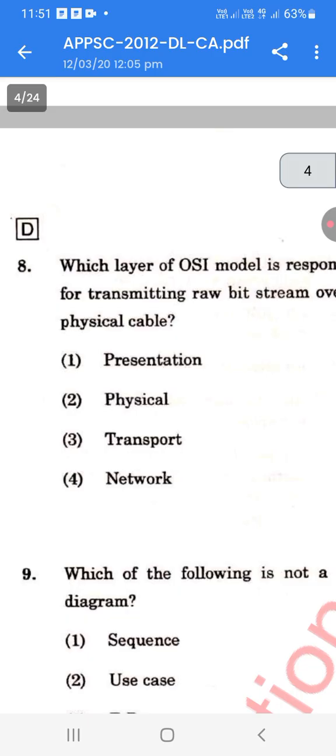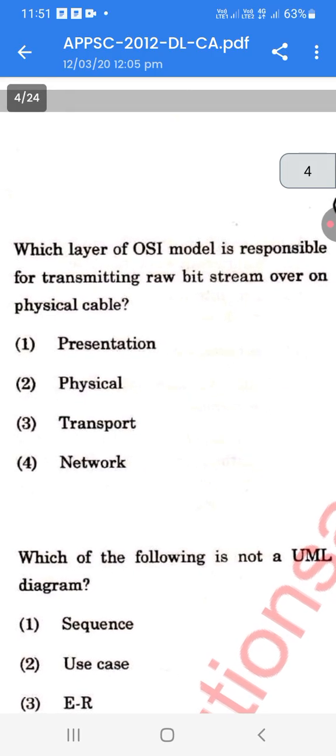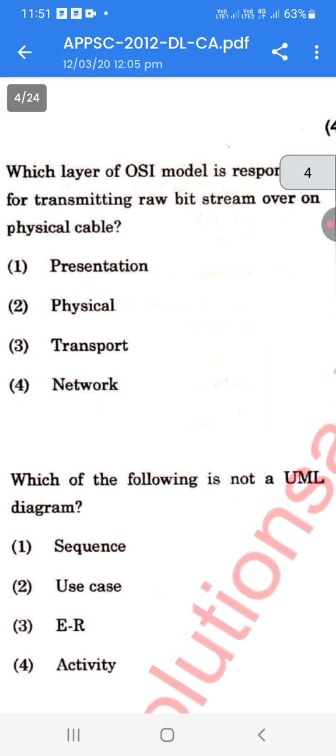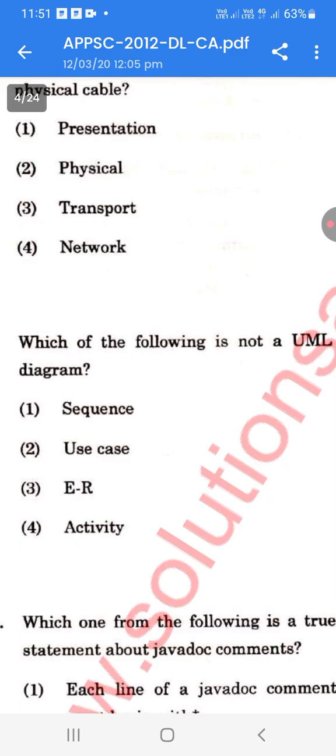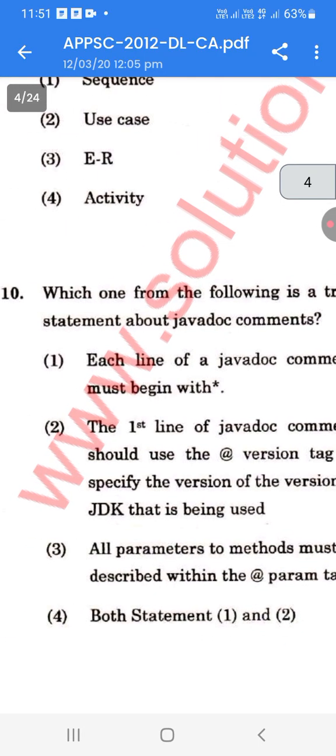Eighth one, which layer of the OSM model is responsible for transmitting raw bit stream on physical cable? Answer is physical layer. Which of the following is not a UML diagram? ER is not a UML diagram.